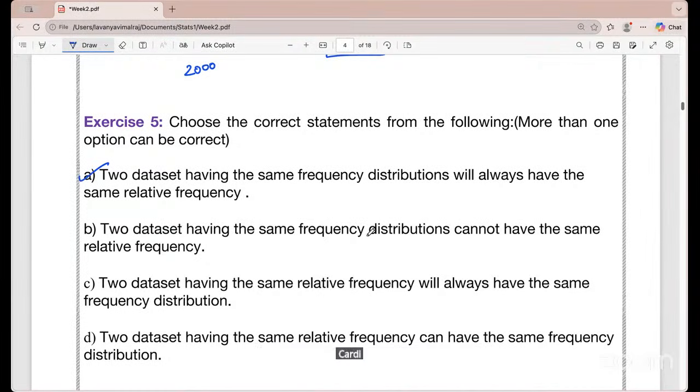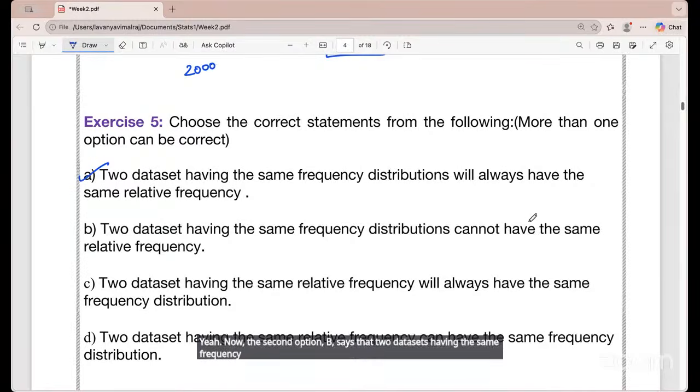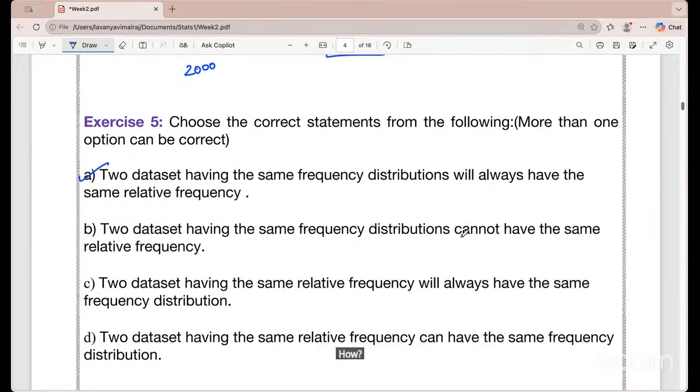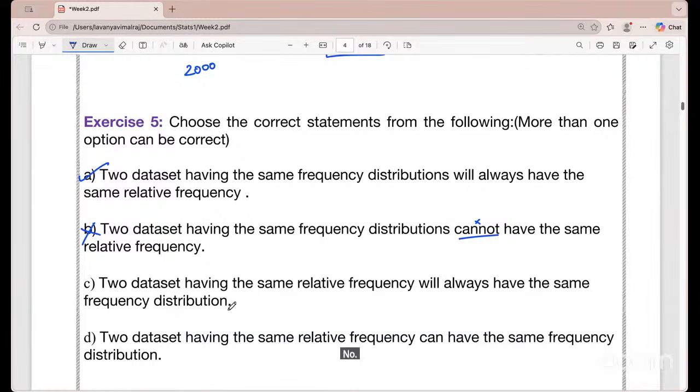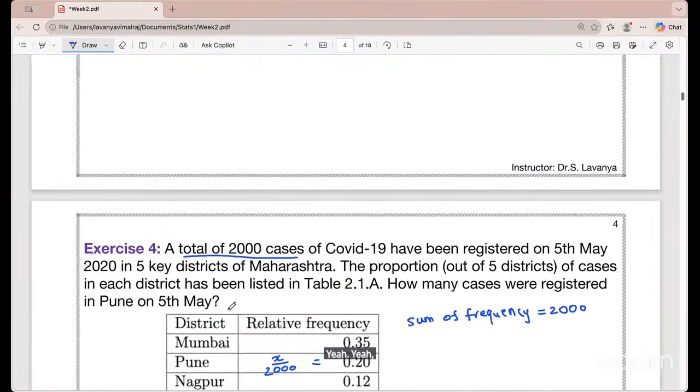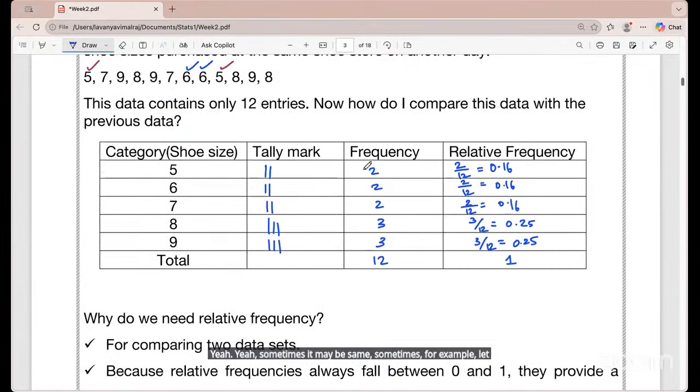Now the second option B says two data sets having the same relative frequency will always have the same frequency distribution. Is it necessary? No, ma'am. Not always. Sometimes it may be the same. Sometimes, for example, let us consider this example.